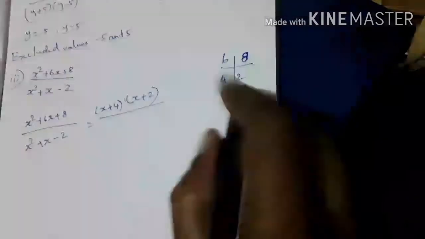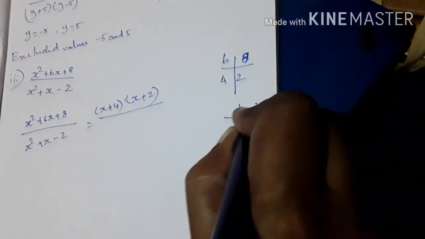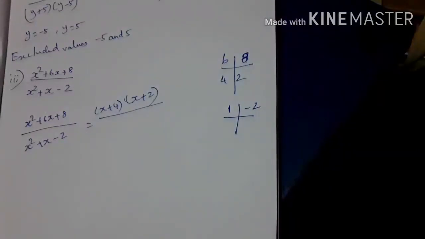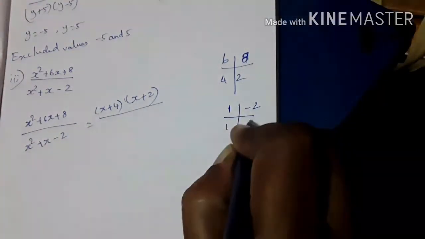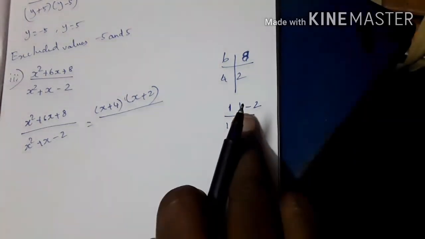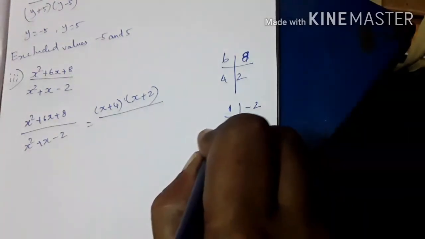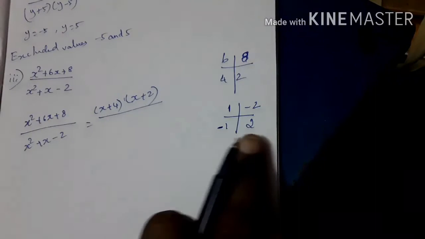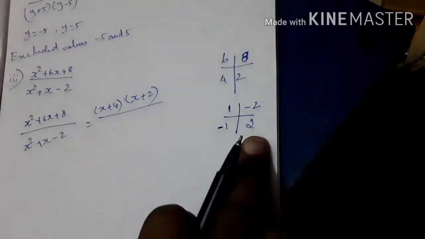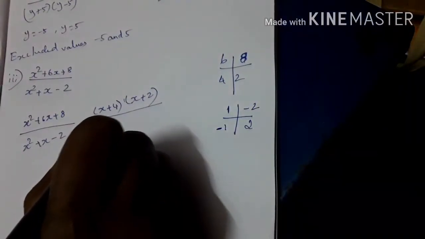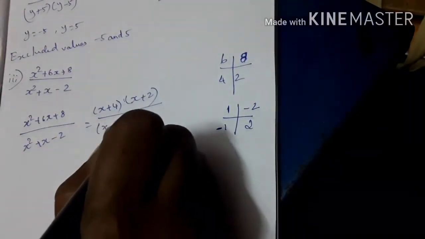Next, here we want the product minus 2 and the sum plus 1. 1 twos are 2, we have only one factor pair for 2. But we want the sum plus 1, so minus 1 and plus 2 gives plus 1. 1 twos are 2, with minus 2. So our factors are x minus 1, x plus 2.